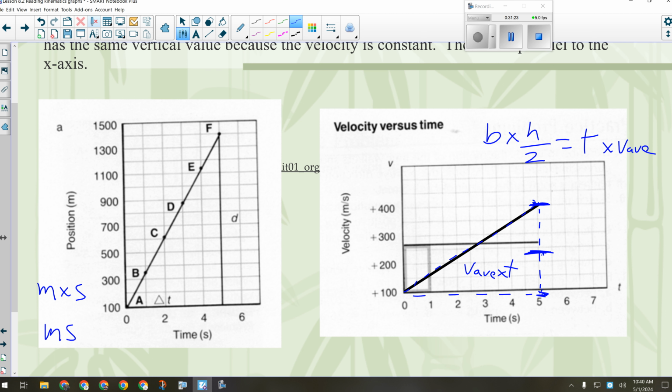On the velocity time graph, it does calculate displacement because of what you're doing when you calculate it. You're taking average velocity and multiplying by time. On this graph, I'm taking average position and multiplying by time. That doesn't mean anything.